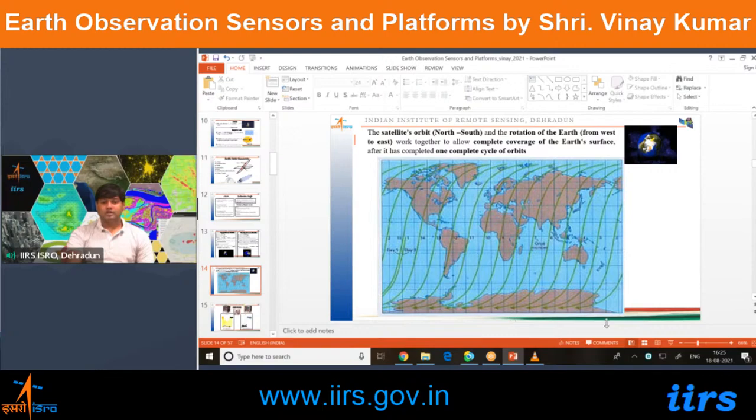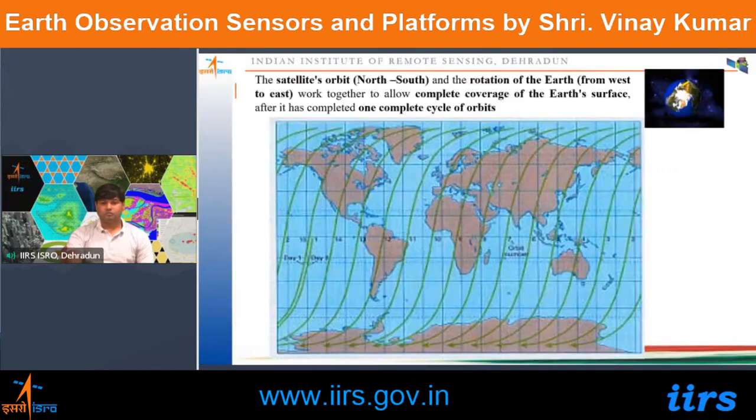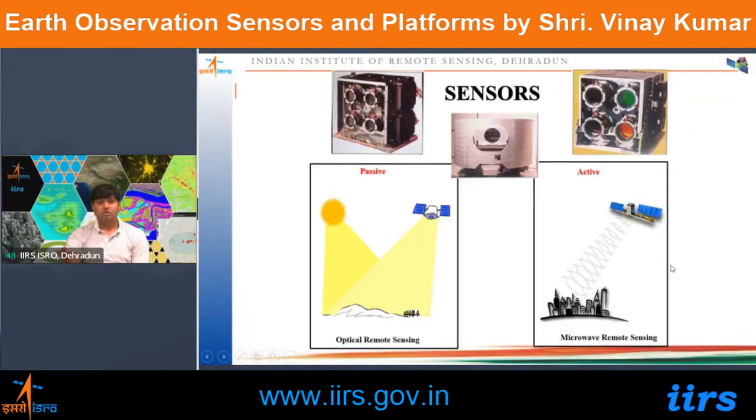Now, next, I'll be talking about different types of sensors. As I told about ascending pass and descending pass, normally remote sensing sensors are dependent on an external source of energy or their own source of energy. So there are two types of sensors. They are called passive sensors and active sensors.